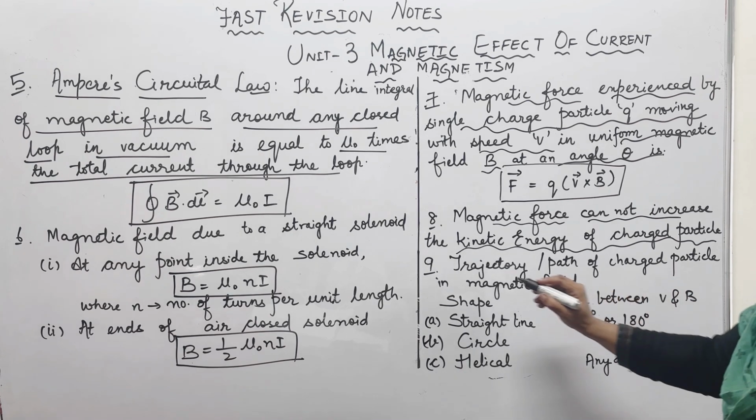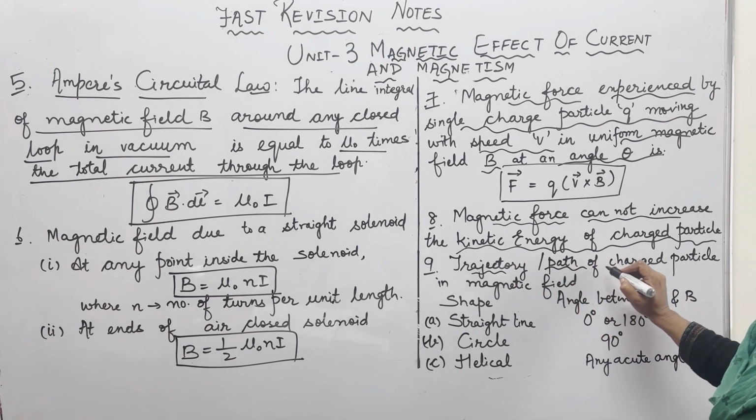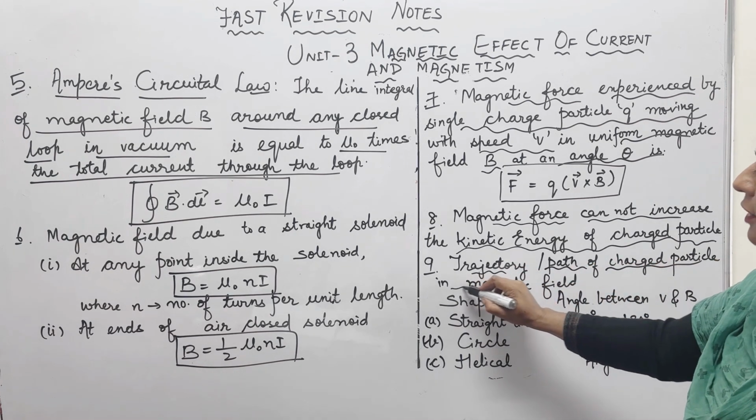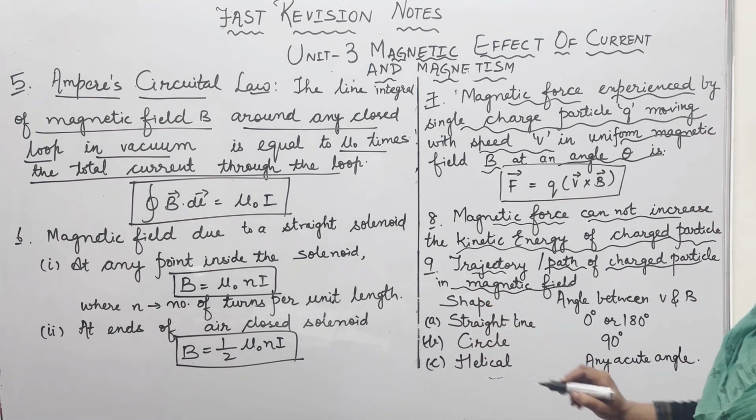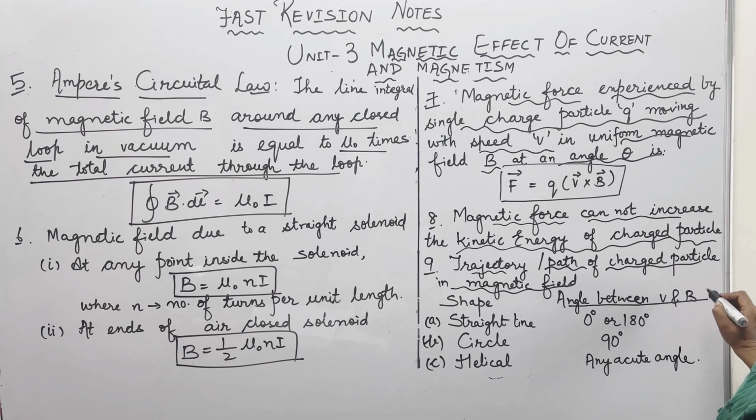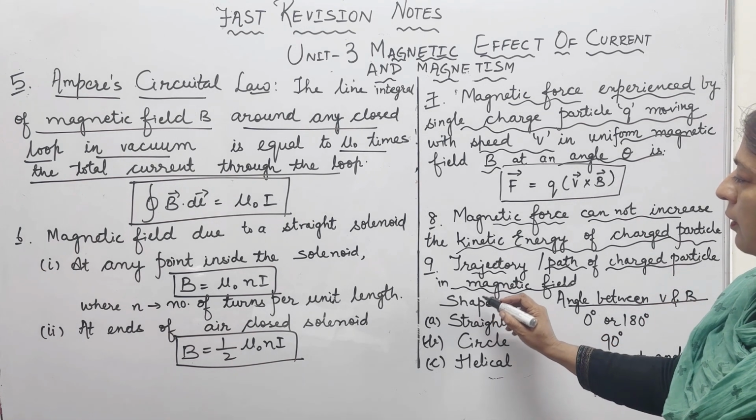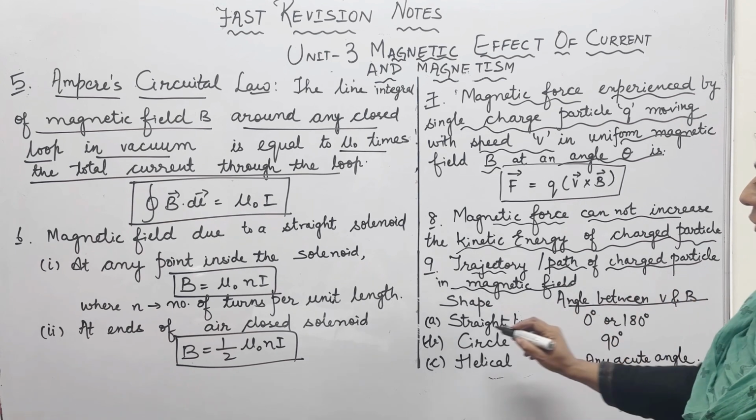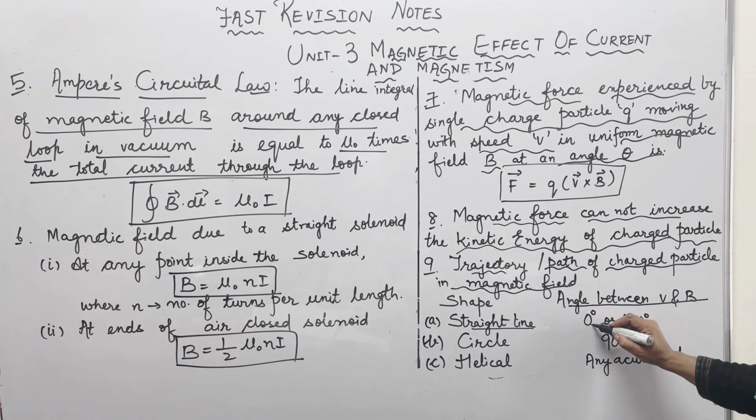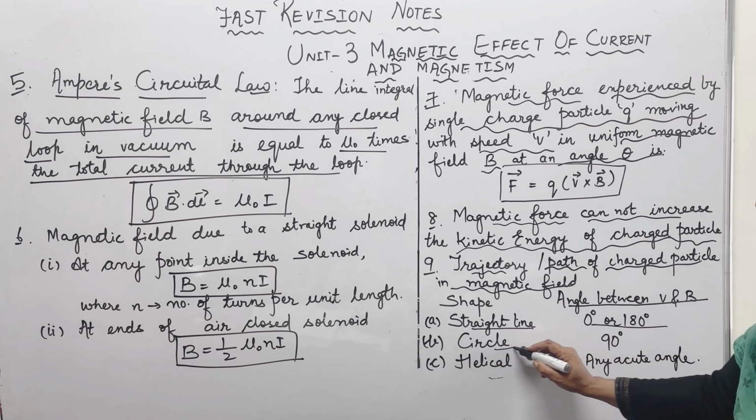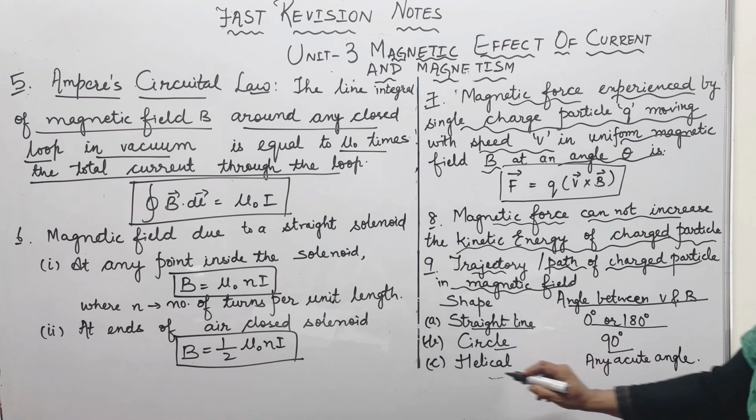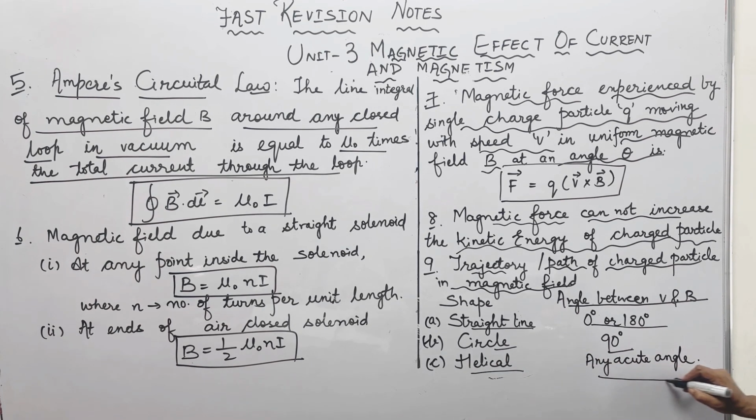The next point is about the trajectory or the path followed by a charged particle in the presence of a magnetic field. The shape of the trajectory depends on the angle between the velocity v and the magnetic field. The trajectory will be a straight line if the angle between the velocity and the magnetic field is 0 degree or 180 degree. It is a circle for angle 90 degree, and it is helical for any acute angle.